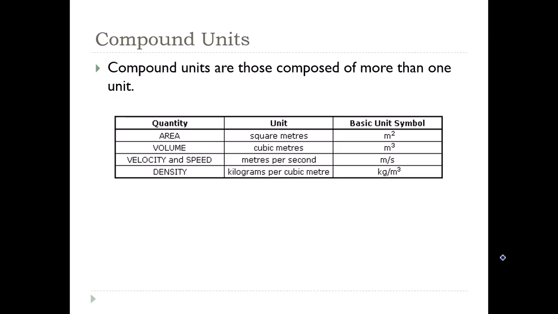Velocity and speed, so speed is equal to distance over time. So we have both a distance unit and a time unit. That's a compound unit, like miles per hour or meters per second. And density is also a compound unit. We have mass divided by volume, so we have a unit of mass and a unit of volume involved. All of these include more than one unit.